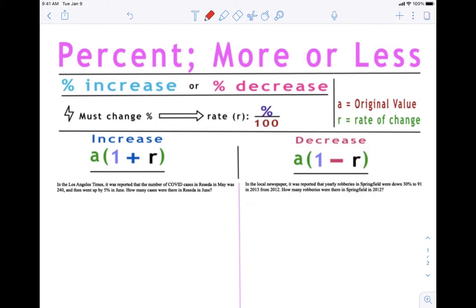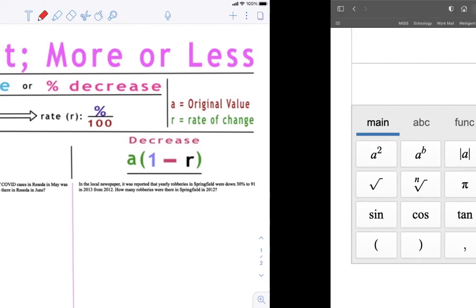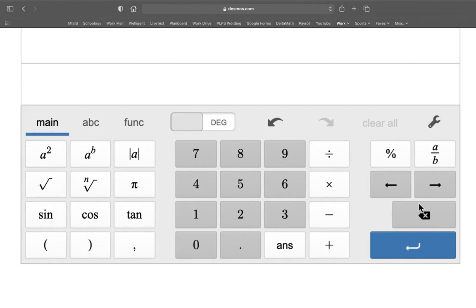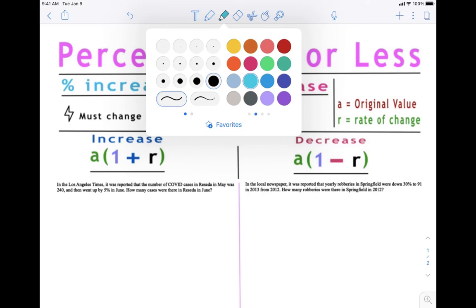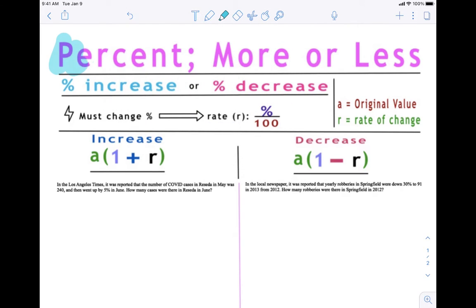Now, what I have to be ready with, and you all will be ready with as well, is our beautiful Desmos scientific calculator here, right? I have it here, ready to go for these types of problems. So, I go back here. First thing, always, we are going to continue on these percent more or less notes, right?